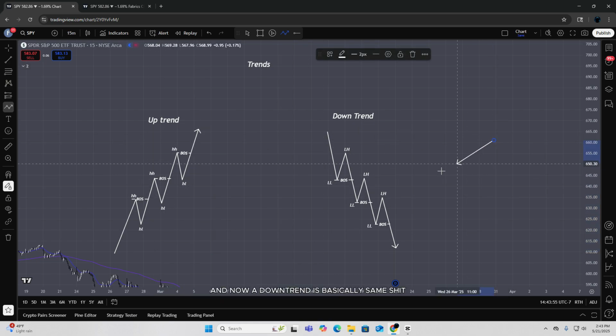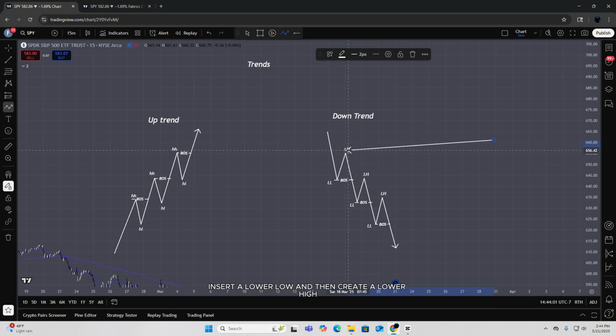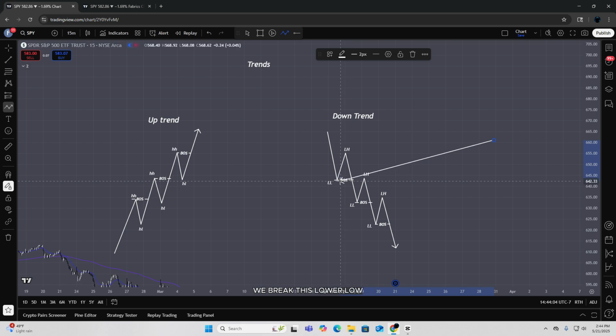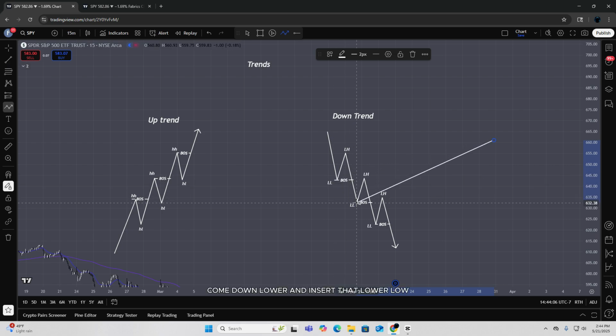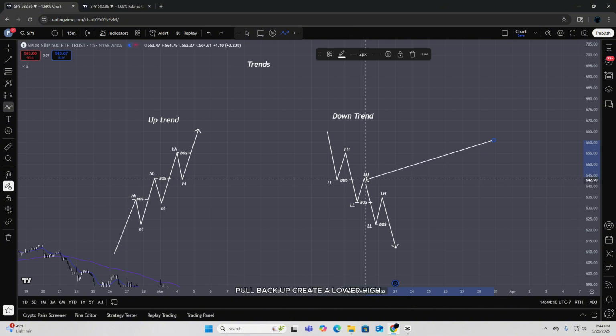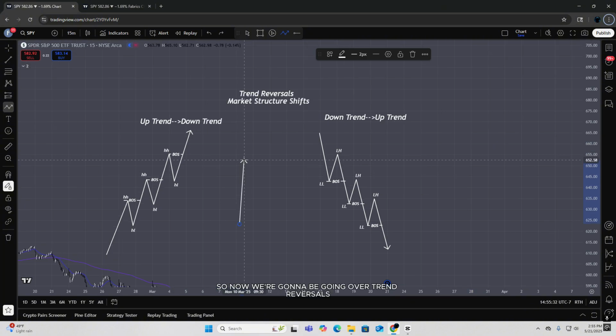A downtrend is the same thing, just the opposite. Here we come down, insert a lower low, and then create a lower high. Then again, break of structure. We break this lower low, come down lower, insert that lower low, pull back up, create a lower high, come back down, lower low, pull up, lower high, and we just keep going until we have a market structure shift.